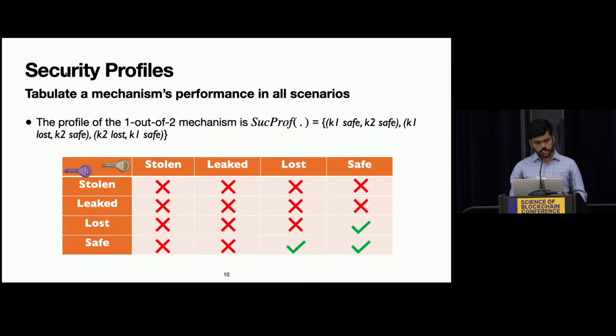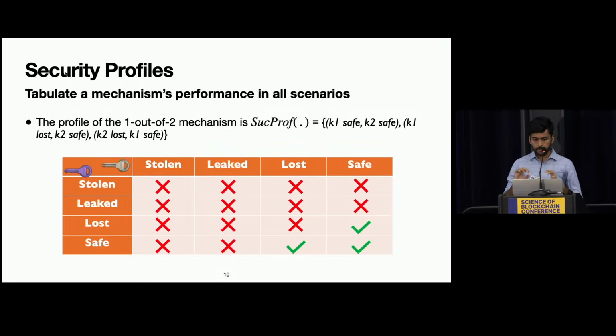So given this, we can already start mapping out how a mechanism performs in different scenarios. For example, let's take the 1 out of 2 mechanism, or the OR mechanism. We have this 4x4 matrix which maps out all the possible credential states. Essentially, at any given point in time, we are in one of these 16 table cells. Initially, maybe both credentials are safe, but as time goes by, maybe one of these credentials gets leaked or lost or stolen, and we move across this matrix of credential states.